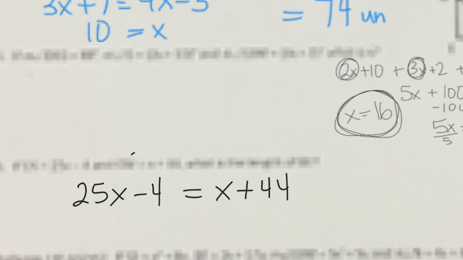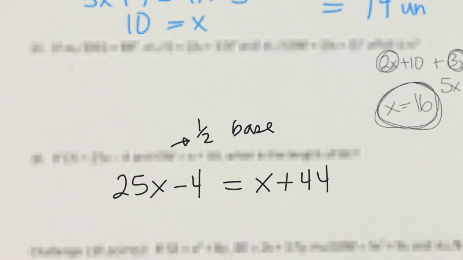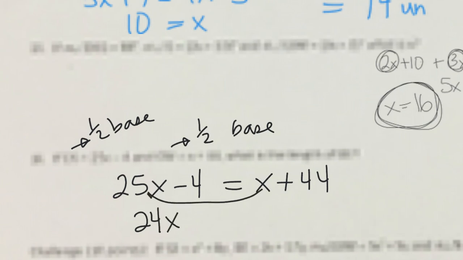So remember, GM is half of your base. Well, your mid-segment is also half of your base. So both of those things are half of your base, then they are equal to each other. So we'll subtract the x, 25 minus 1 is 24. We'll add the 4, 44 plus 4 is 48, and x equals 2.